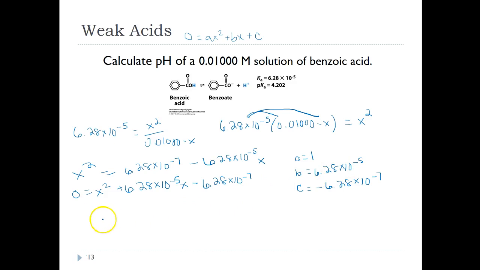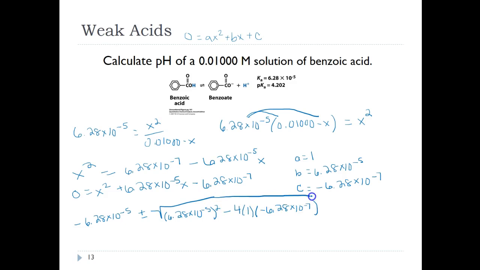So now I need to do the quadratic formula. So negative b, so negative 6.28 times 10 to the negative 5th, plus or minus the square root of b squared, 6.28 times 10 to the negative 5th squared, minus 4 times a, which is 1, times c, which is negative 6.28 times 10 to the negative 7th. So I'm going to expand all of that, all over 2a, so 2 times 1.